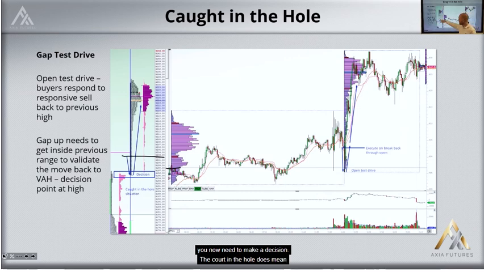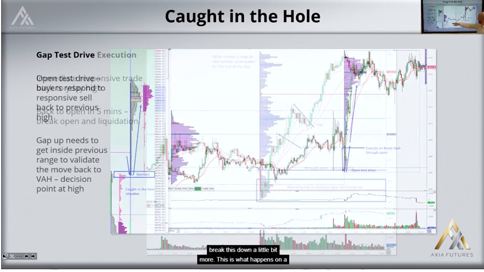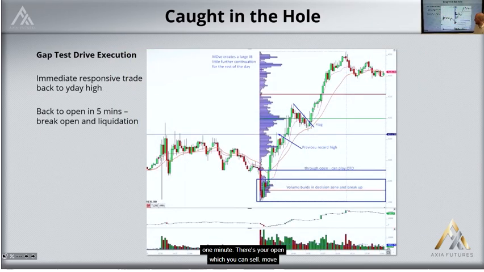The caught in the hole does mean that you can sell the gap up on the basis that this is a gap on the back of a weak move. But if that weak move then finds responsive buyers when it tests back, this is now telling you that actually this is a move that does have some strength in it and can go to the upside, which is what happens. And to break this down a little bit more, this is what happens on a 1 minute.